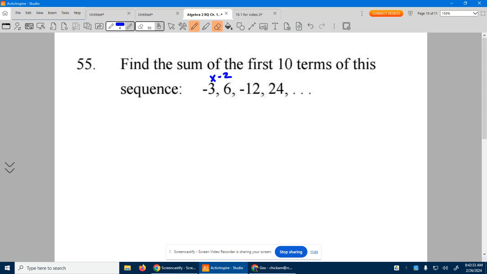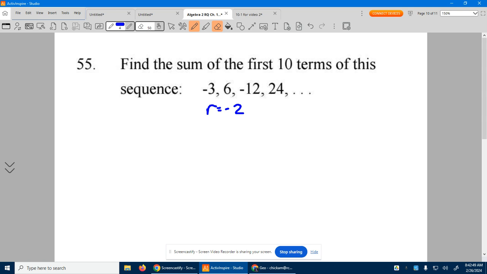-3 times -2 is +6. +6 times -2 is -12. -12 times -2 is +24. So yes, our rate that we're multiplying by here is going to be -2. So it is geometric. That's the type of sequence.